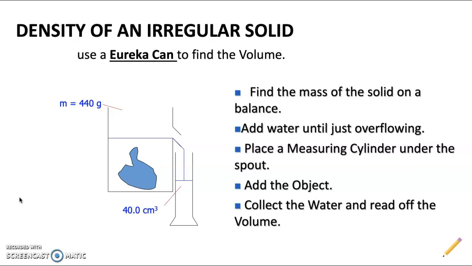So in this instance, the object has displaced 40 centimeters cubed of water. So we now have the volume of the object. Now, from this, you can calculate its density. Again, it would be the mass divided by the volume. So 440 divided by 40 will give you a density of 11 grams per centimeter cubed. Please, can you add all of this information to your notes as well? This is how you measure the density of an irregular solid.